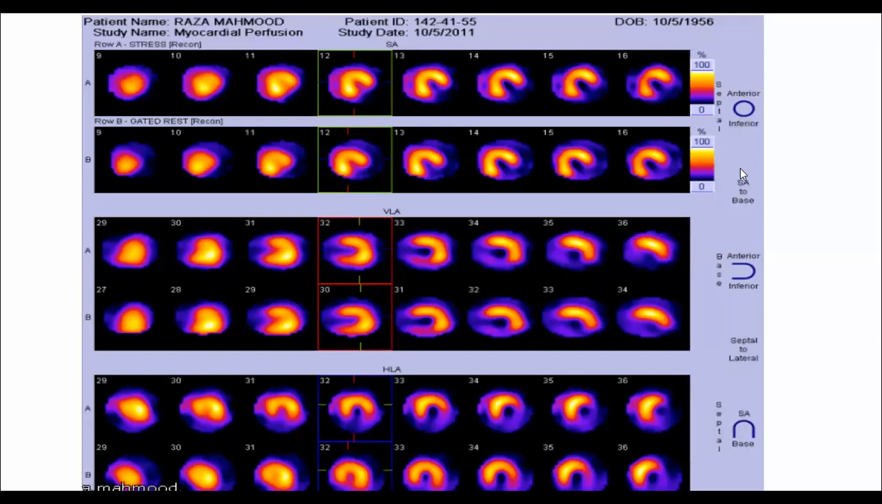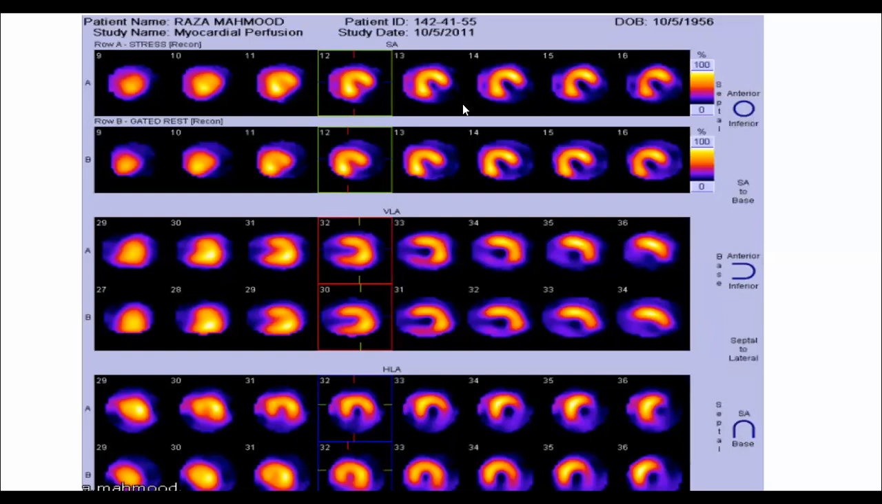Okay, start reporting it. Is there a defect? Yes, there is a defect. Is that defect reversible? Not reversible. So how are we going to start writing? There is a fixed perfusion defect. Now decide the size, how large is it? It's present in the apical inferior, one segment. Then move to the cavity level. At the cavity level, is it present? Yes, inferior and inferolateral. So at the apex is one segment.